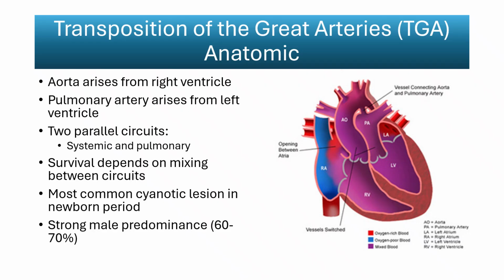pulmonary artery. Survival depends entirely on mixing between these circuits, whether at the atrial level through a patent foramen ovale, at the ventricular level through a septal defect, or at the ductal level through a patent ductus arteriosus. This lesion is the most common cyanotic heart defect presenting in the newborn period and shows a strong male predominance. The severity of clinical presentation is directly related to the adequacy of mixing. When intercirculatory communication is limited, cyanosis and acidosis develop rapidly, making immediate recognition and intervention essential.